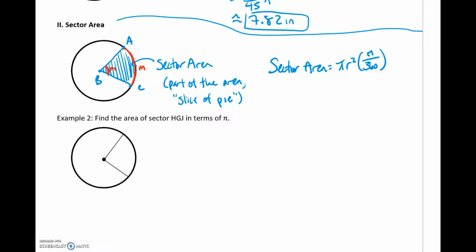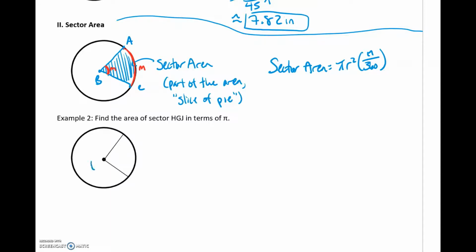So it's a part of that pi r squared. What part do we want? M out of 360, which tells us how much of the circle we're doing, okay? And that's why the sector area does have to hit the center, okay? So if we look at example 2, let's go ahead and pretend this is all written in.